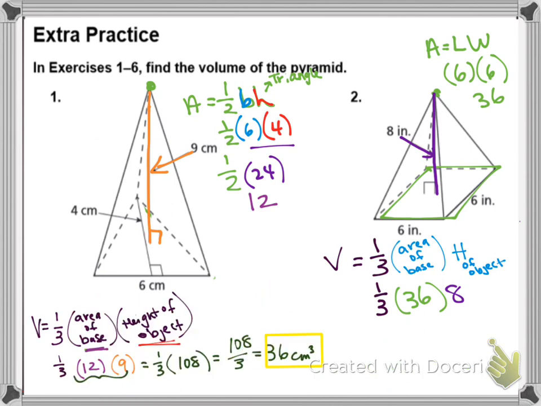So again, we're going to multiply. 36 times 8 is 288. And then again, you can do 288 divided by 3 if you don't have a fraction button. You can do 1/3 times 288, or you can do 288 divided by 3. They're literally the same thing. Either way, you're going to get 96. Is it still centimeters? Nope. Inches cubed.